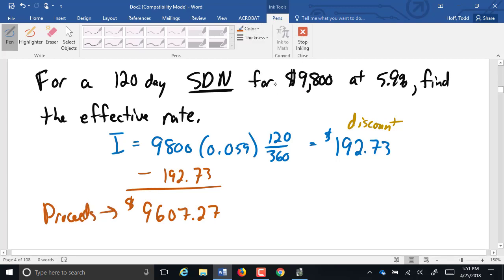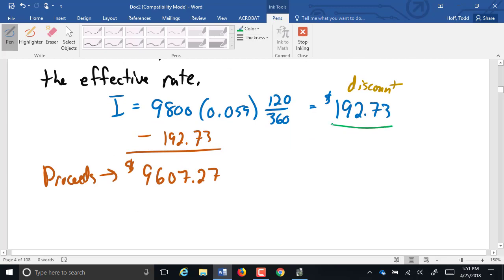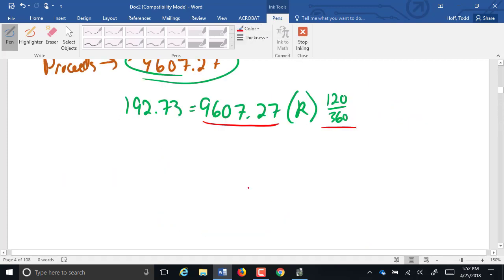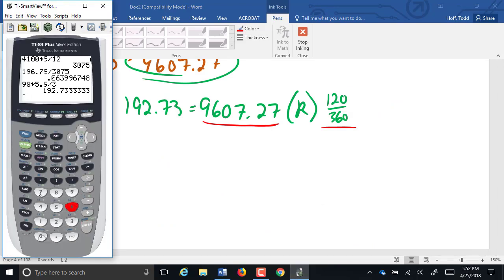So for effective rate, we use that discount as our interest. We use the proceeds now as our principal, 9607.27. We're looking for the rate and our time, 120 over 360. So we do have to combine the 9607 and the 120 over 360, which is 3202.42.